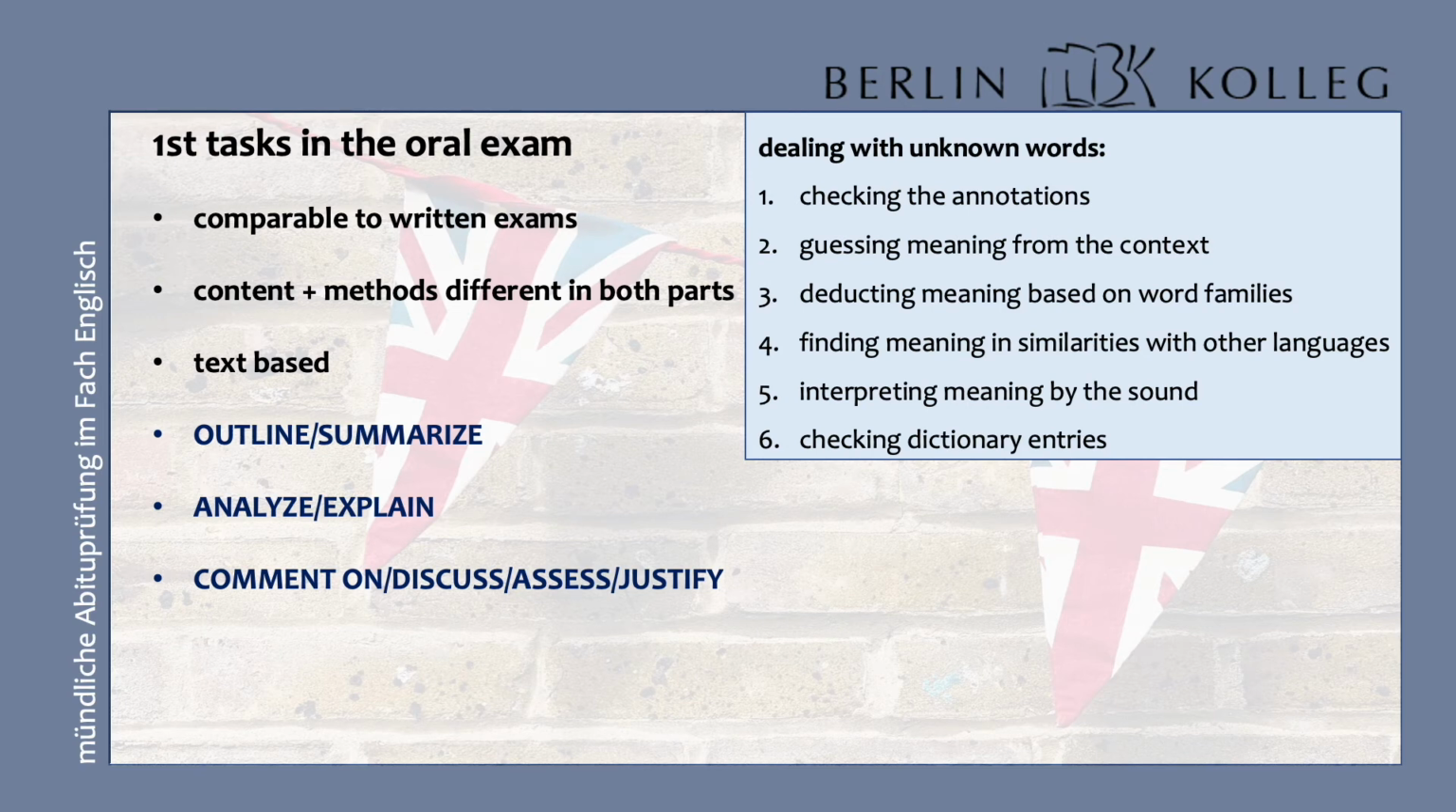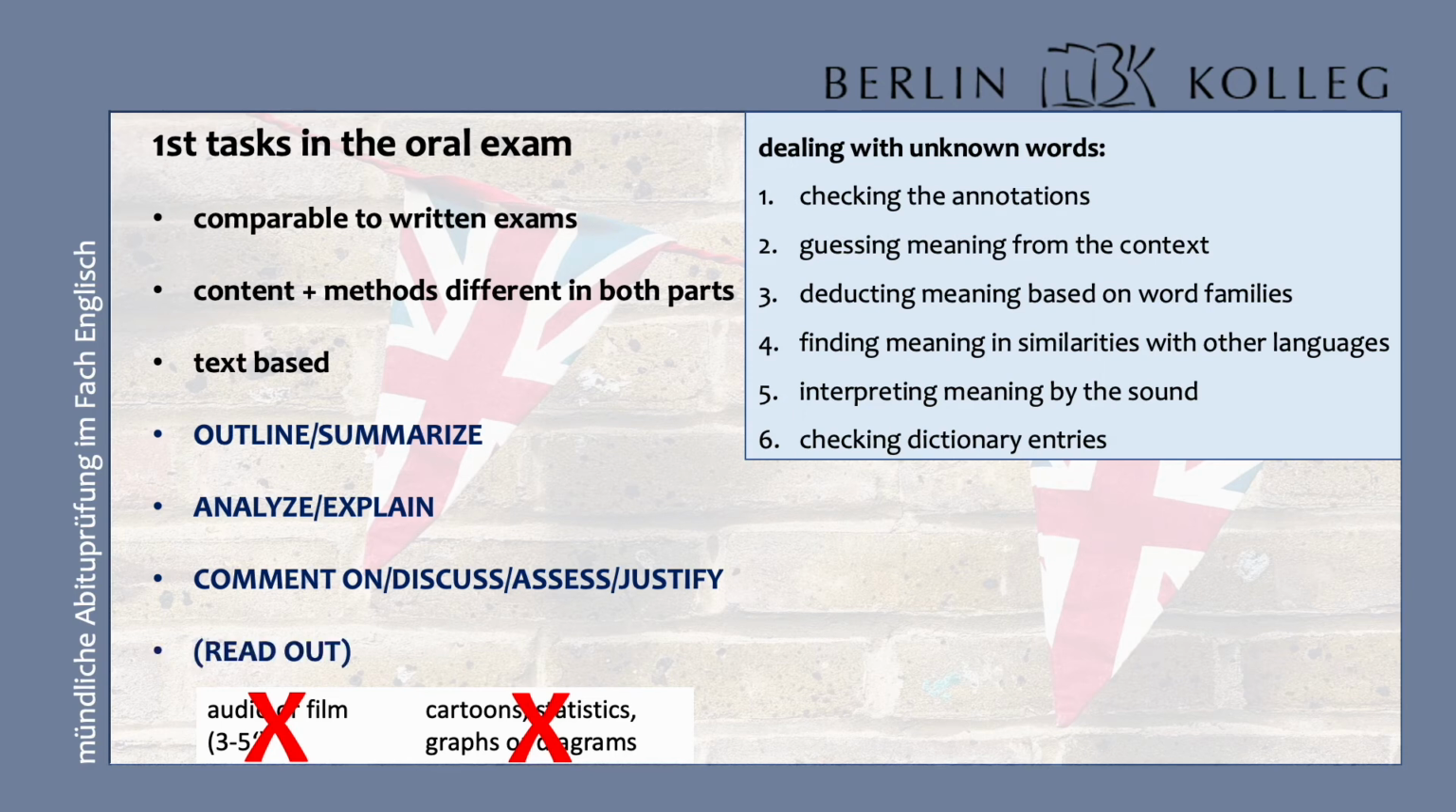Also permitted would be to substitute the text by an English language audio or film of 3 to 5 minutes in length, or a complex visual, meaning cartoons, statistics, graphs, or diagrams. We do not use the last 2 options at Berlin-Kolleg. It is possible that the actual tasks are preceded by the demand to read out a text passage of approximately 45 lines. This can make it easier to start the exam, but the teacher will only give this additional challenge to examinees whom they know to be confident readers.